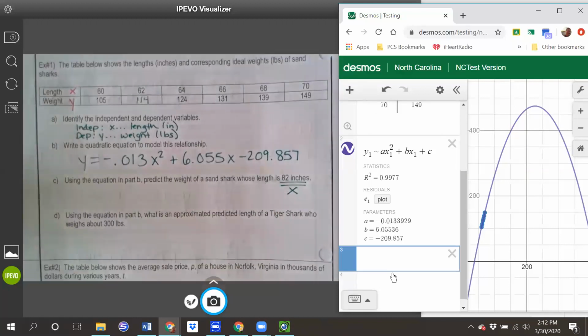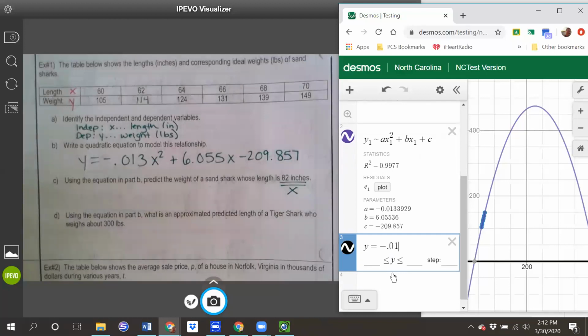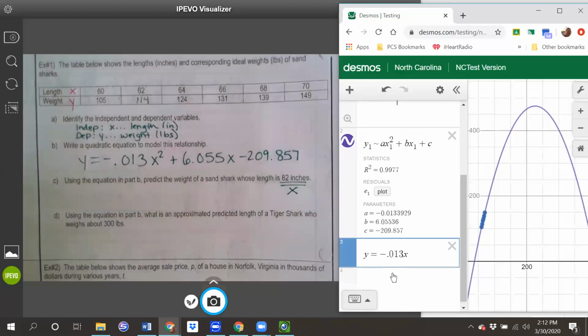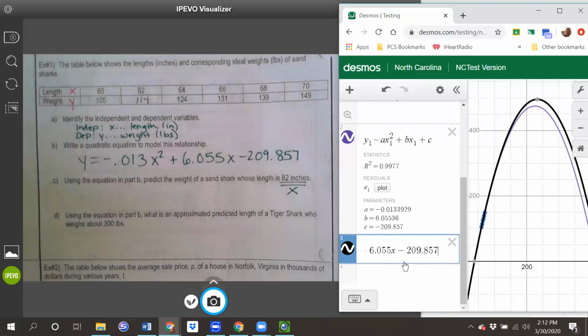So you can type in your algebra, or you could just type in the equation that we're working with. So y equals negative 0.013x squared, and then plus 6.055x minus 209.857.